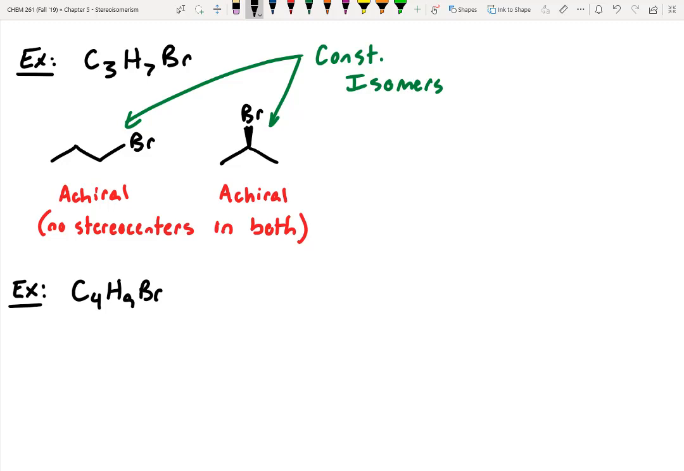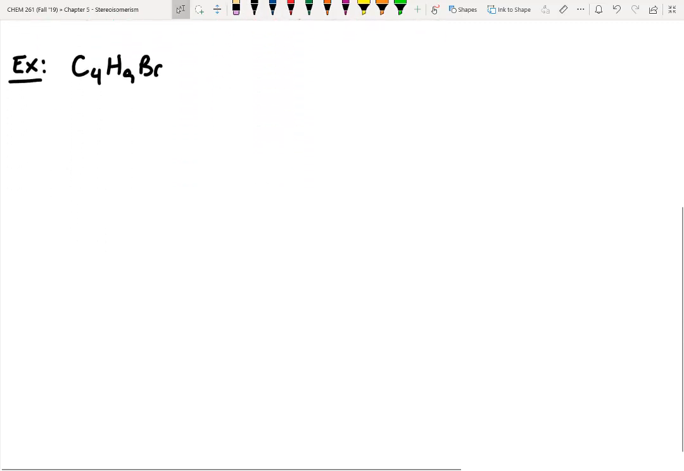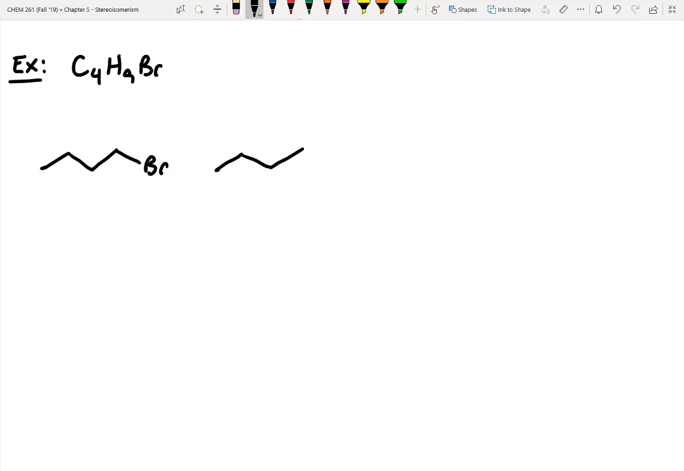C4H9Br. And in fact, let's do this as a class, because this one does get fairly complicated. Now let's say we've got 4 carbons all in a line and we've got bromine coming off the end. We agree that's one of them? What could another option be? Bromine in the middle. Let's do it this way: 4 carbons, maybe bromine's coming off right here.